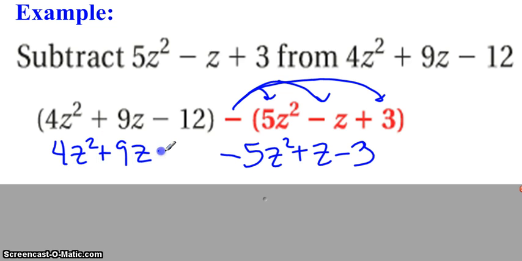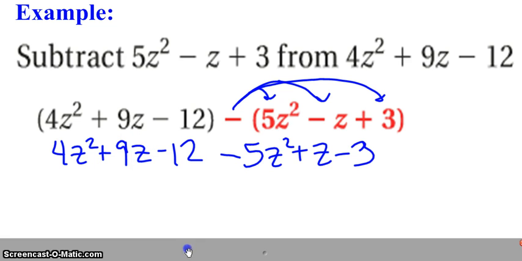And then all you do from here is you combine like terms. You should remember what like terms are from Algebra 1. Remember that in order for them to be alike, they have to have the same variable and the same exponent. And all you do is add or subtract the coefficient. Nothing happens to the exponent. So you get negative z squared.